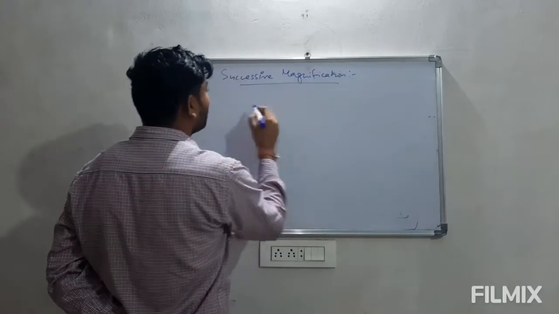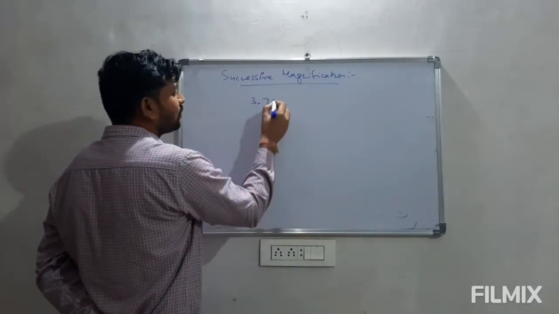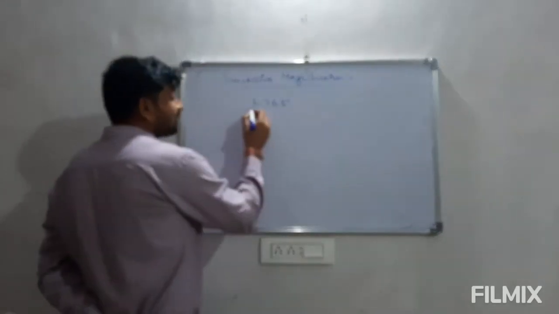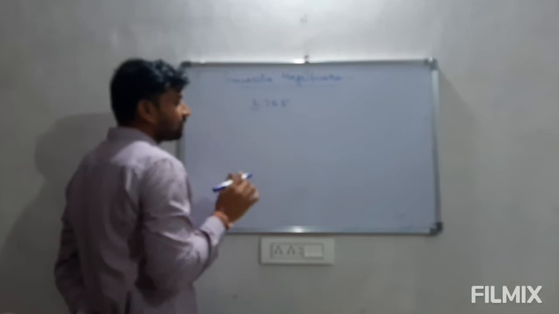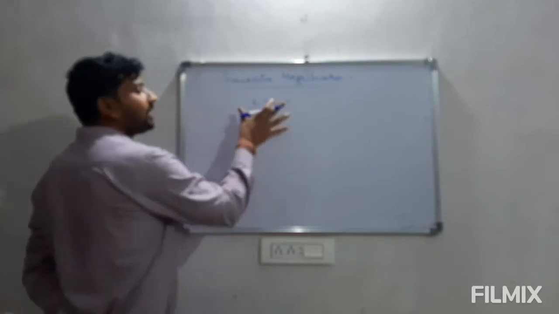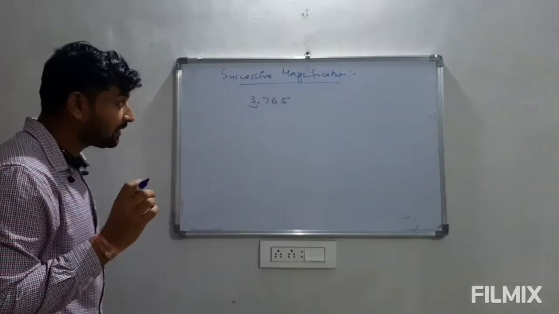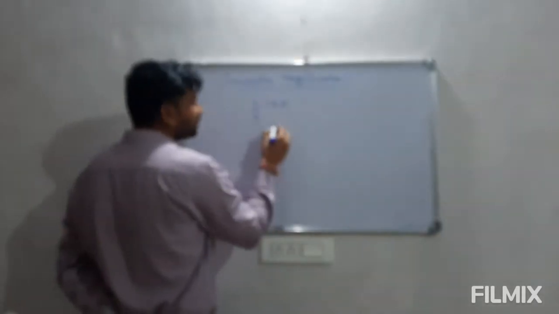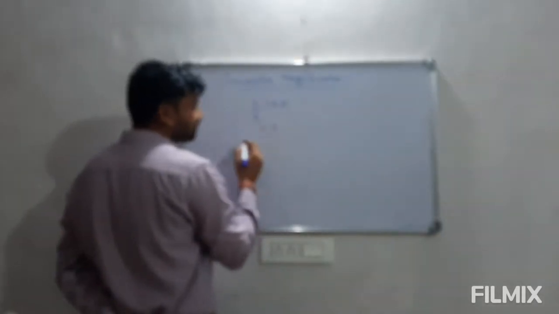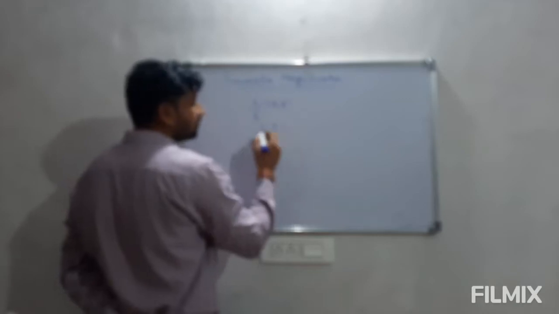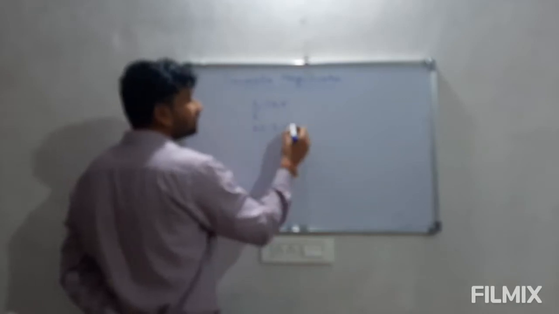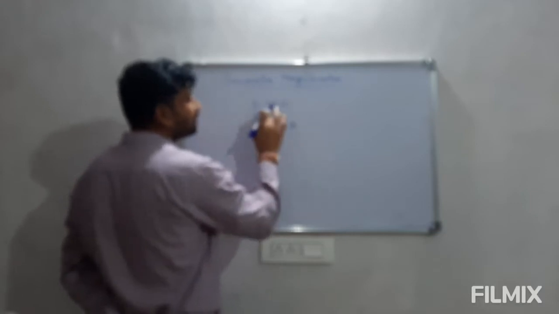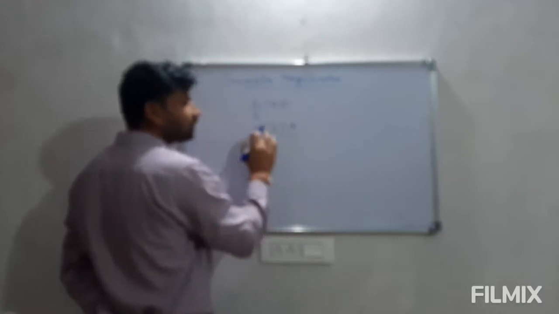Now in this I will be taking a simple example which I told you earlier, that is 3.765. Now let us decide about the whole number part first, because wherever this number will come on the number line, this will be decided by the whole number part. As you know, 3 lies between 2 and 4.